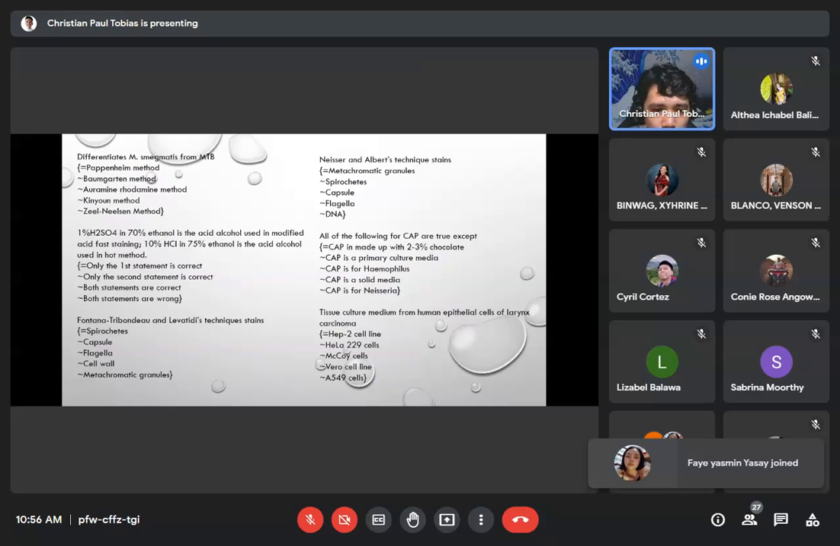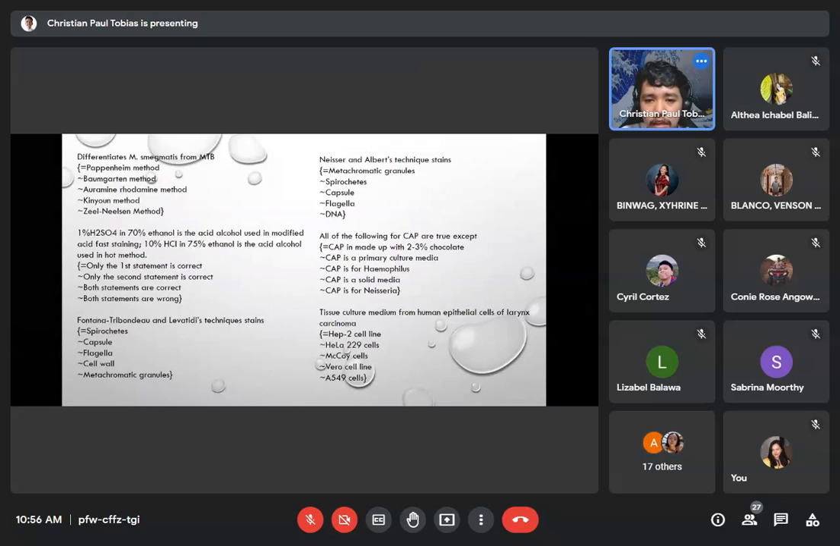Okay, tissue culture medium for human epithelial cells of larynx carcinoma, your HEp-2 cell line. HeLa 229 from human cervix. McCoy, fibroblasts. Right? Vero cell line, kidney cells of monkeys in Africa. Right? And A549, human lung carcinoma.